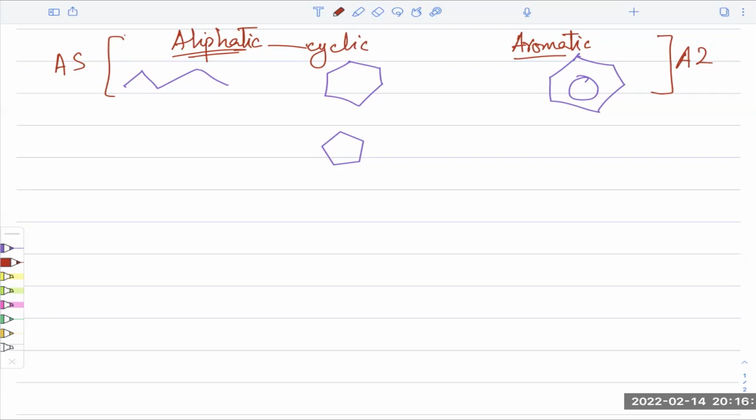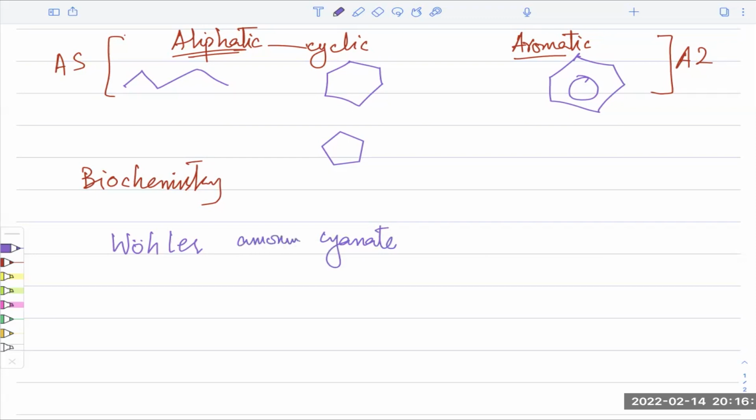That's one. Both of those things come together for biochemistry. Biochemistry is the chemistry that deals with life, right? So earlier on, people thought that organic chemistry is the chemistry of life, but then they realized there was this guy, Friedrich Wöhler, and what he did was that he got a salt, ammonium cyanate, if I remember correctly, and he converted it to urea with no other byproduct.